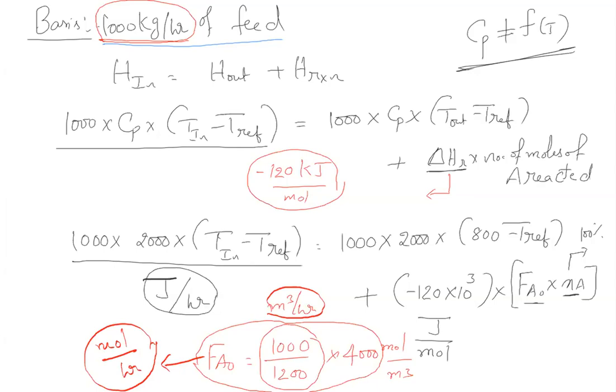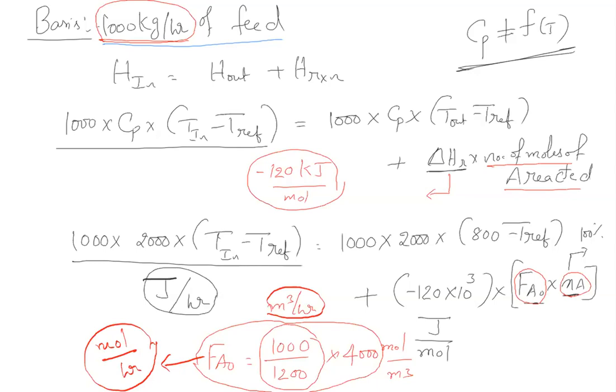But delta HR is multiplied by the number of moles of A reacted. The number of moles of A reacted is the moles of A coming into the reactor multiplied by its conversion. So how many moles of A entered the reactor is 1000 divided by, this calculation I explained, into XA, the conversion. So we will get this answer.